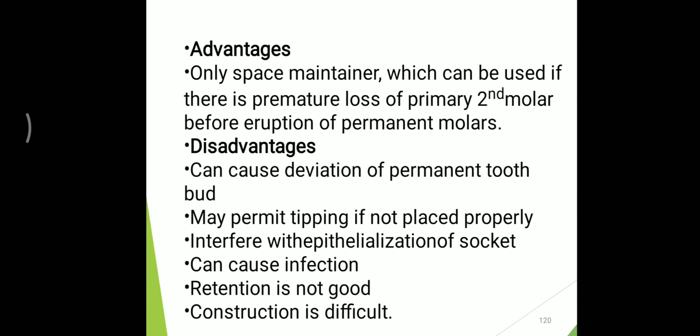The advantage is that it is the only space maintainer which can be used if there is premature loss of the primary second molar before the eruption of the permanent molar. The disadvantages are that it can cause deviation of the permanent molar tooth bud, and may permit tipping if not placed properly, and can interfere with epithelialization of the socket and cause infection. Retention is not good. Construction is very difficult.